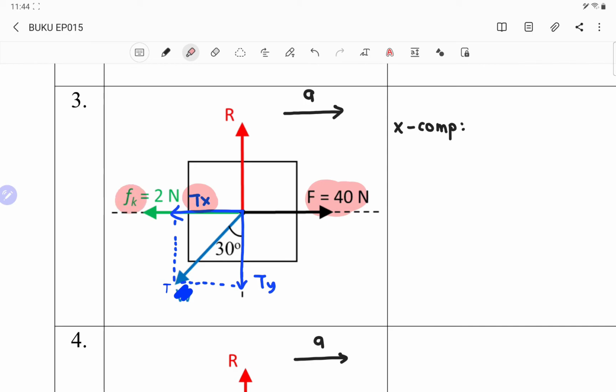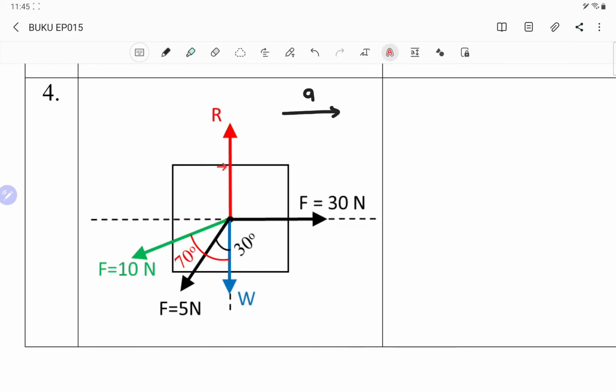So we have 3 component pada X-axis. So the one yang ikut arah motion ataupun acceleration adalah force equals to 40 degree. So this one is positive, negative Tx, negative Fk. So our equation would become F minus Tx minus Fk. Then along Y, we have R and Ty. W tak ada sebab dia tak bagi dekat free body diagram kita. So for the Y component, R minus Ty.